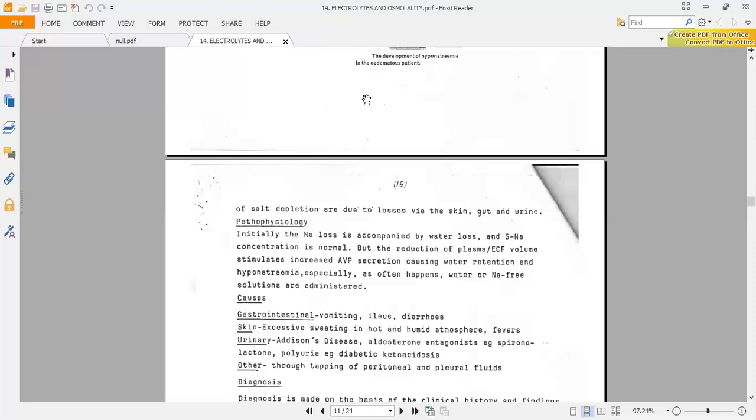So some of the drugs we give are drugs that inhibit the effect of aldosterone. If you are giving people this kind of drugs, they are prone to getting hyponatremia. Is it clear?